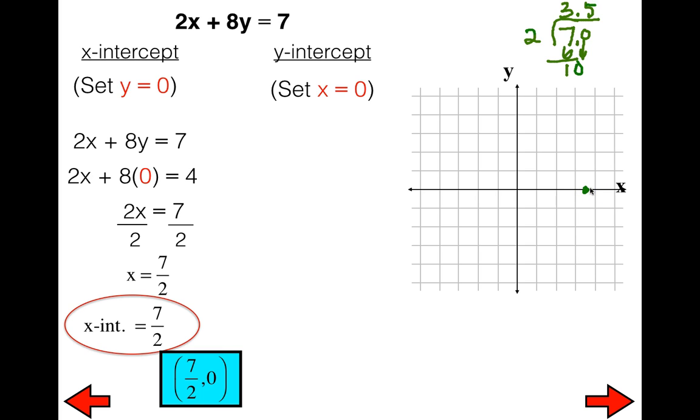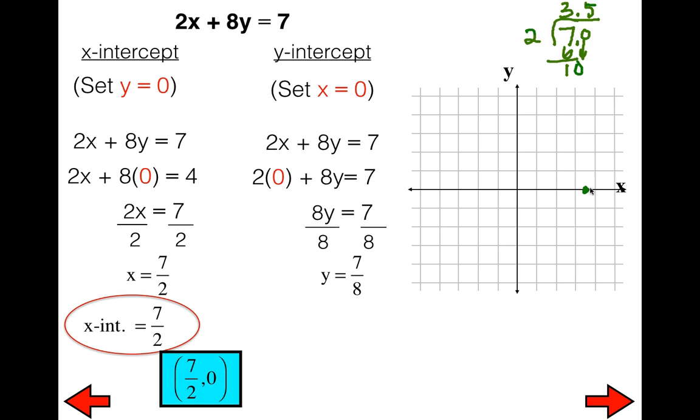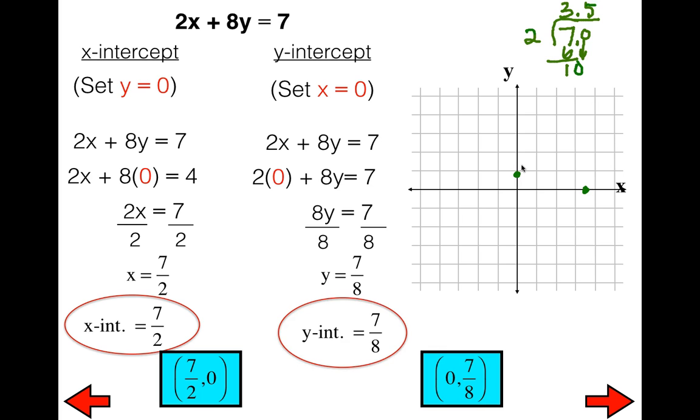Now for my y-intercept, I'm going to do the same. I'm going to put 0 for x. Solve, and in this case I'm going to get y equals 7/8. So again, you're going to divide, and hopefully you remember from the previous one, 7/8 is about 8/10. So on the y-axis, I'm going to plot where I think 8/10 is, and then simply draw a line.